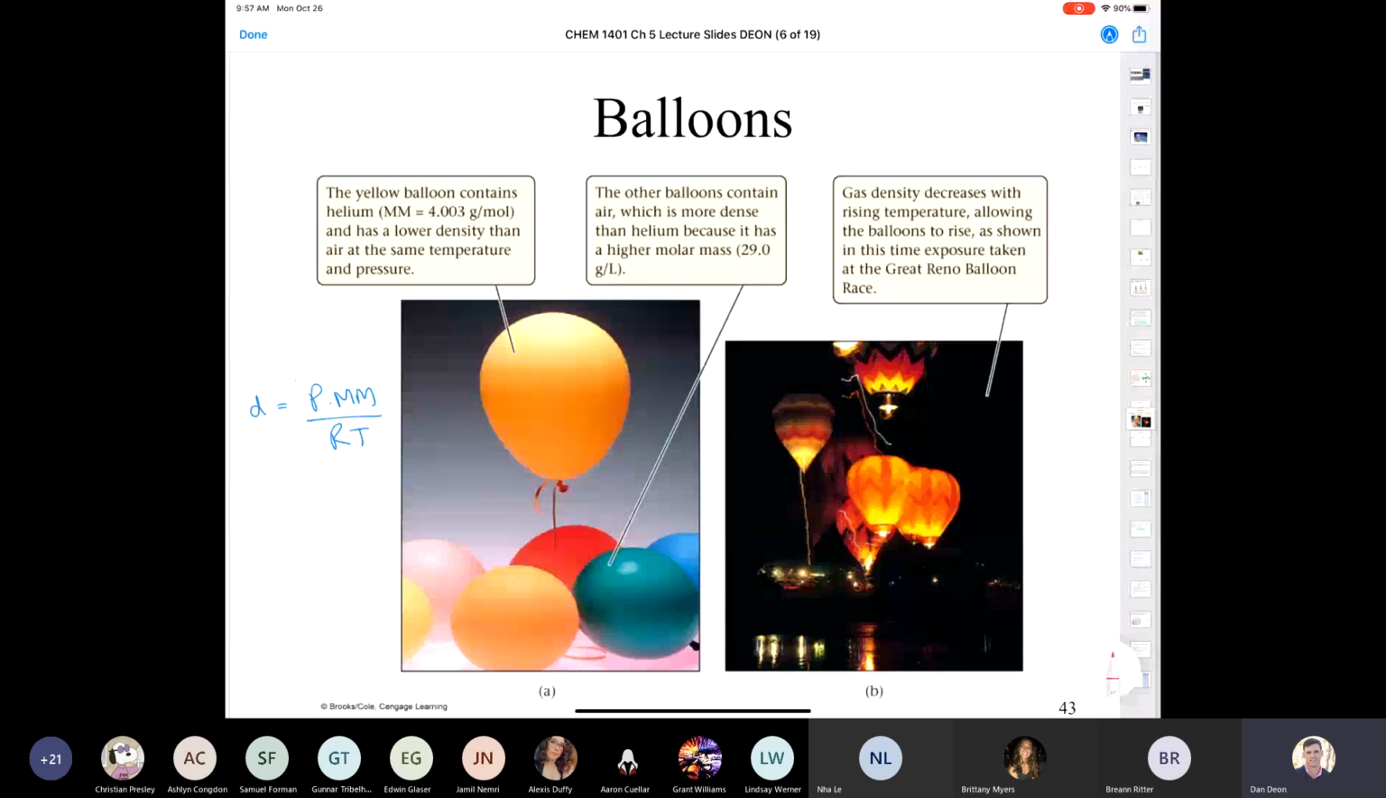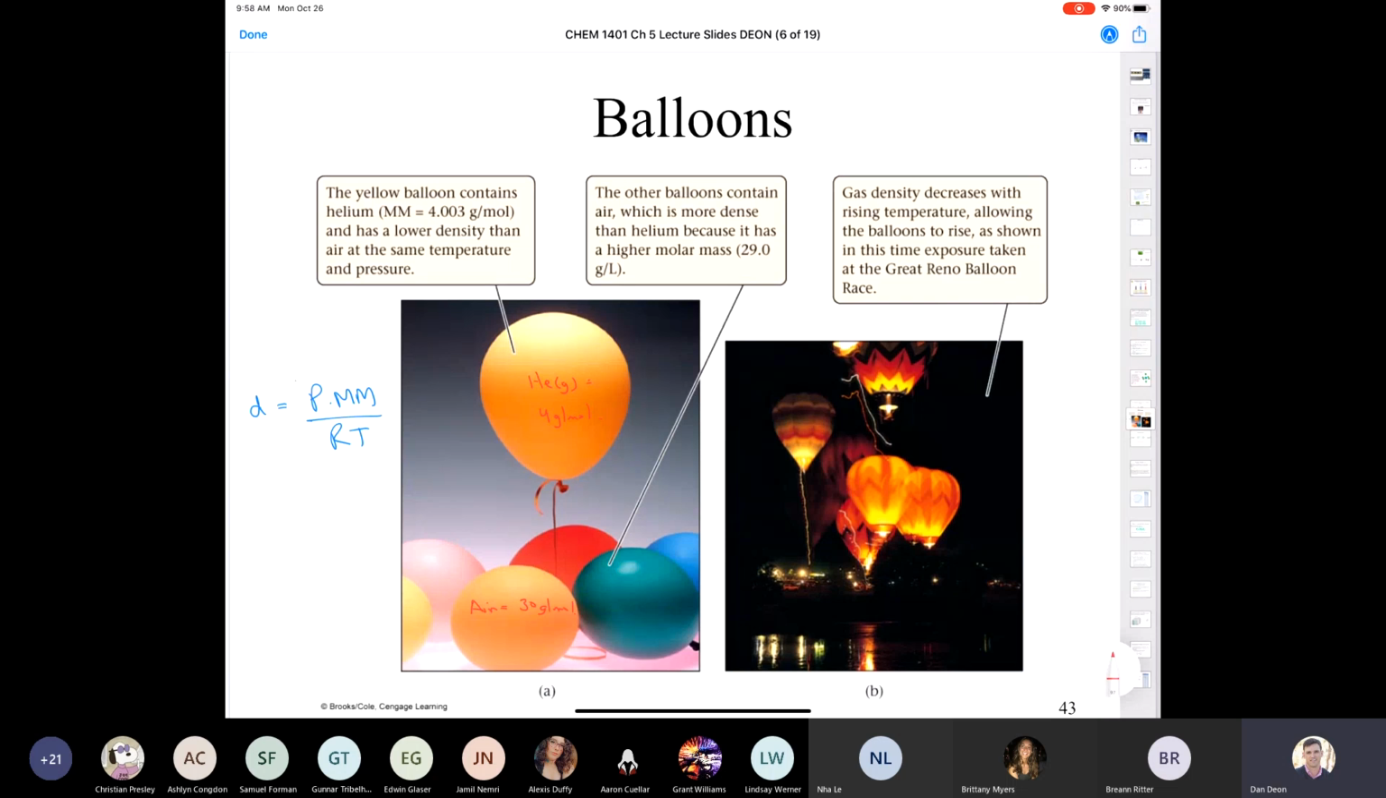In the first picture, it says the yellow balloon contains helium, right? So there's helium gas in here. Helium has a molar mass of what? It's around 4.0, we'll just put 4 grams per mole, okay? That's the molar mass of helium. Whereas the other balloons are filled with air. Now, the average molar mass of air is around 30 grams per mole. It's probably less. It might be 29 or something, but close enough for jazz, okay?